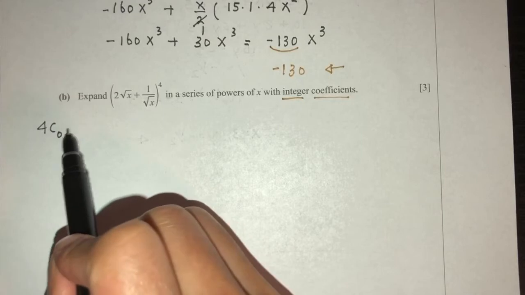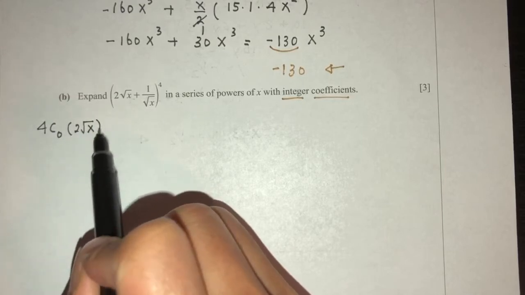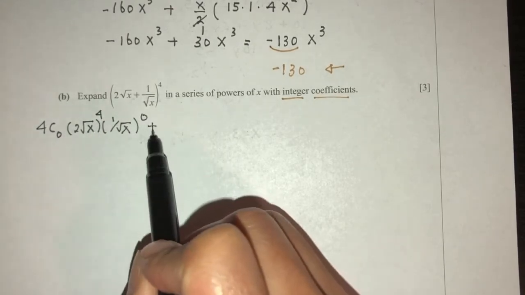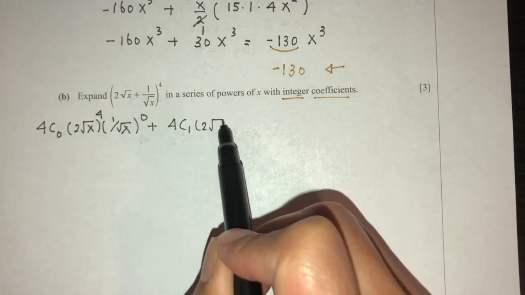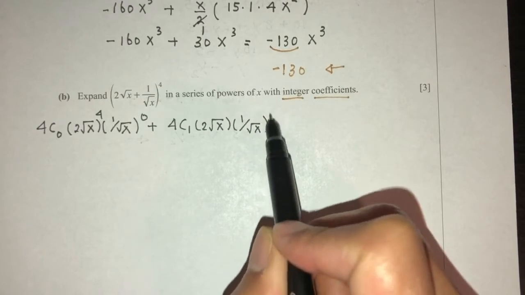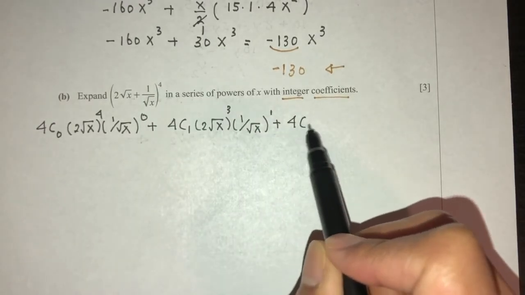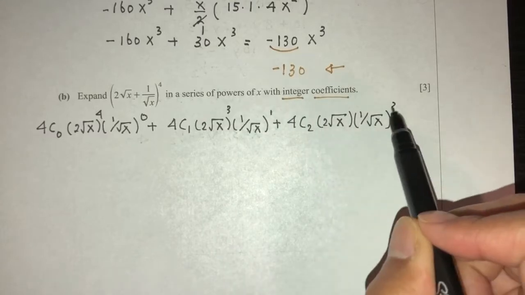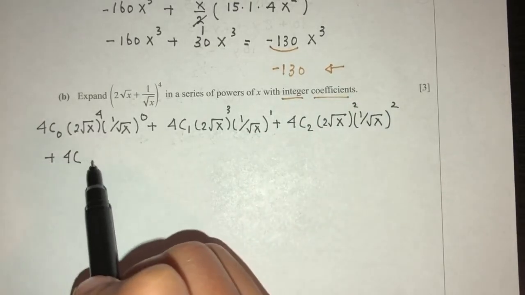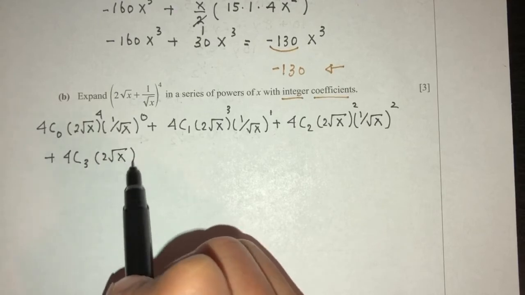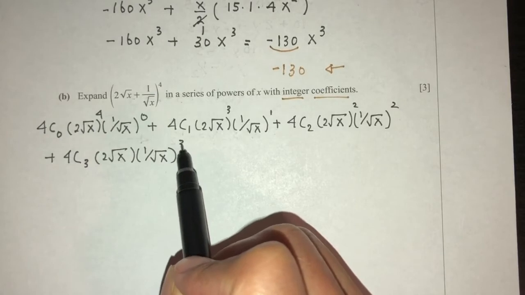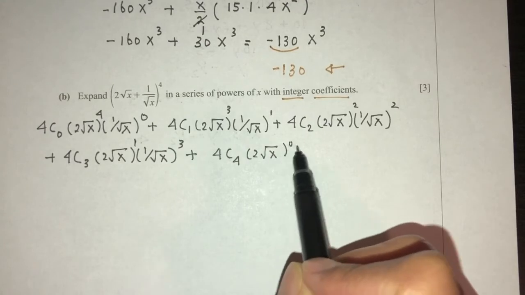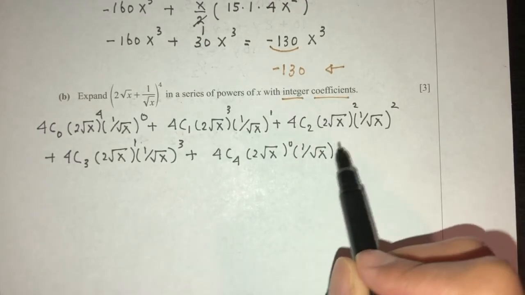4 choose 0, and then we get the first term, and then we have 1 over root of x, so this will be 0 and that will be 4, plus 4 choose 1, that will be 2 root of x, 1 over root of x, that will be 1 and that will be 3. 4 choose 2, that will be this, and that will be 2 and that will be 2, plus 4 choose 3, that will be 3 here, and that will be 1, and 4 choose 4, that will be 0, and here you have something as power 4.